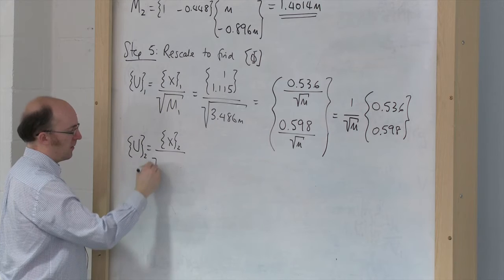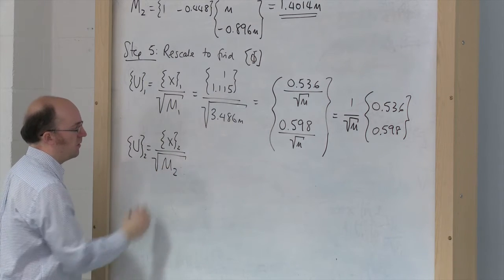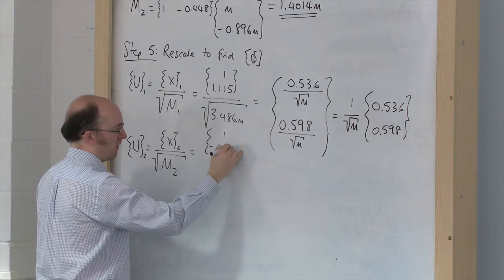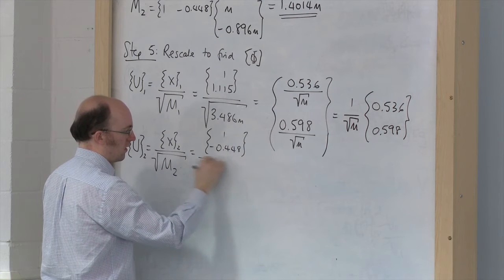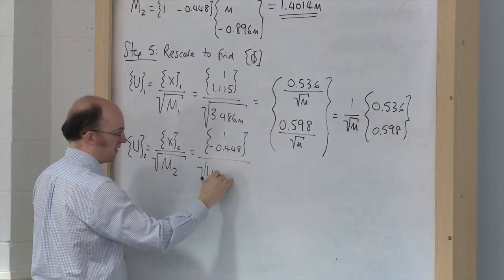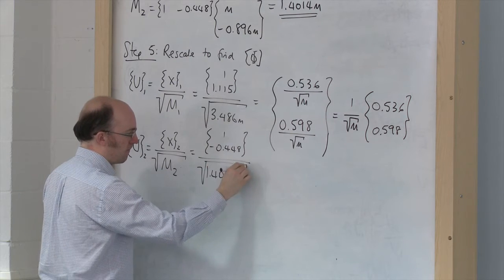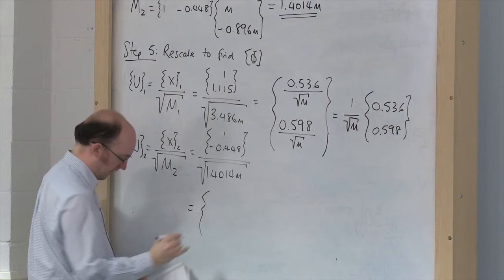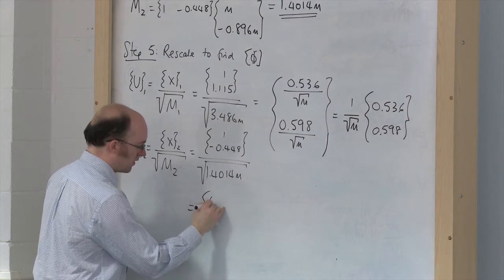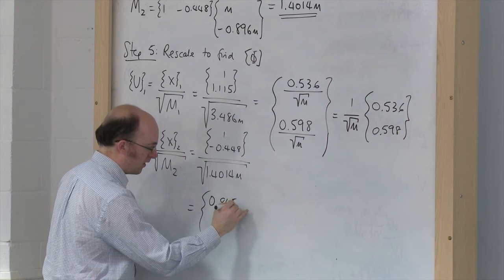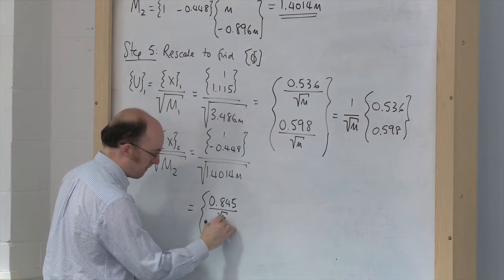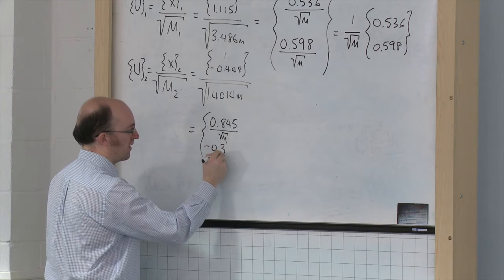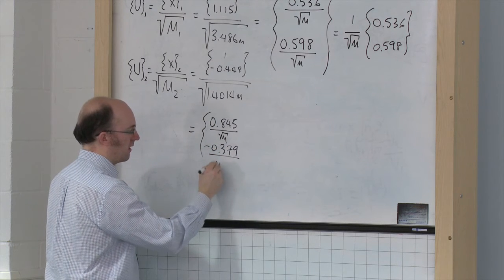X2 divided by the square root of M2. So that's going to be 1, minus 4.448, over the square root of 1.4014 m. Then if we do that, we get another vector, 0.845 over root m, and minus 0.379 divided by root m.